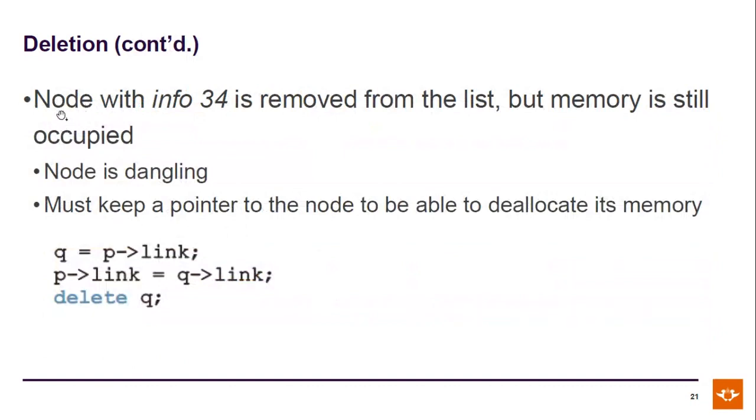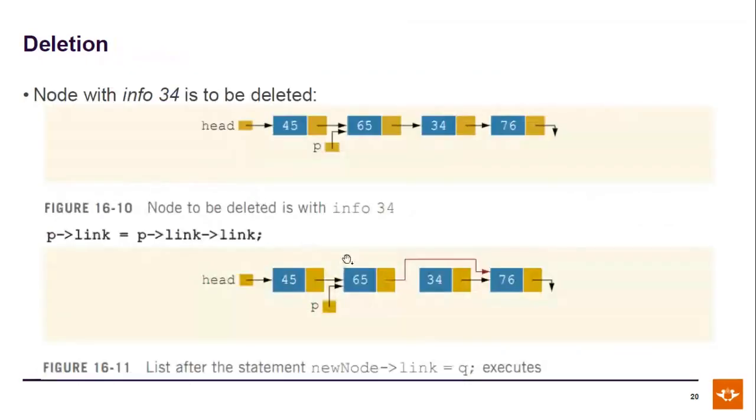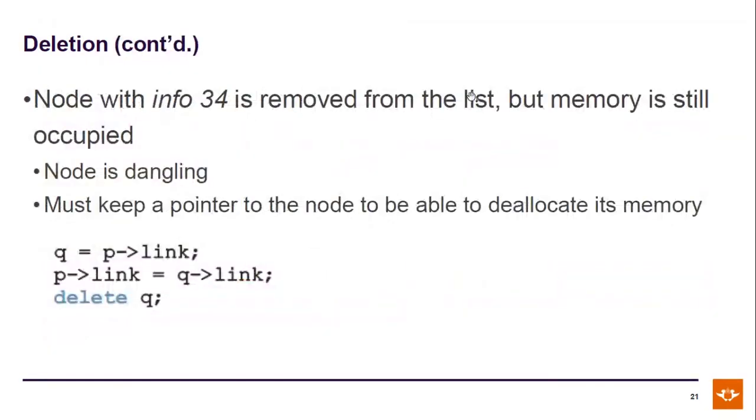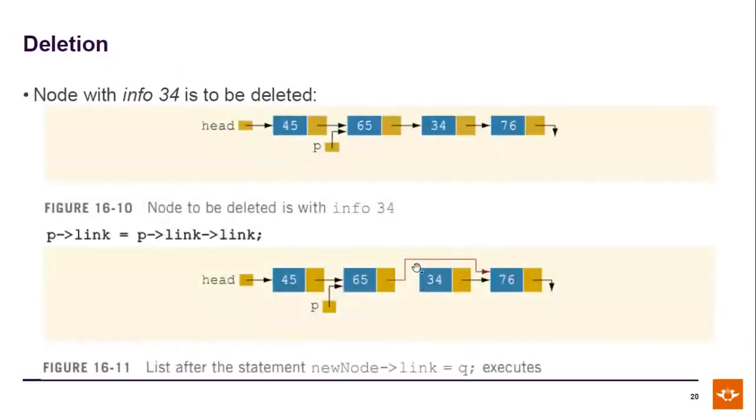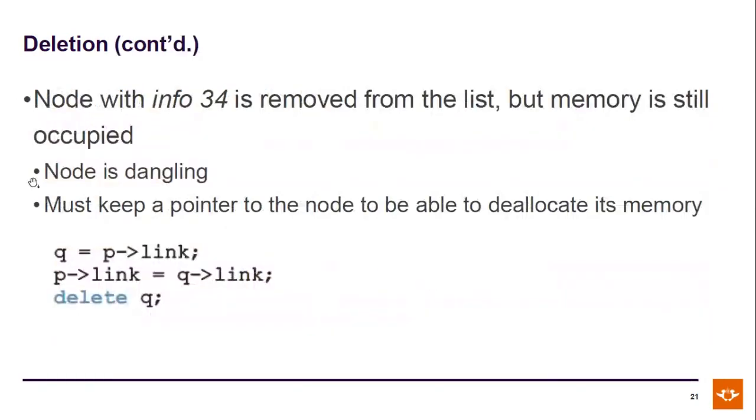As you can see, the node with info 34, this one, is removed from the list, but the memory is still occupied, right? We have successfully removed the node from the list, in the sense that if we traverse the list from the head, we will not go through the node. Obviously, we'll skip through it, but it's still there in memory, right? So it's still a dangling pointer. We don't want to do that.